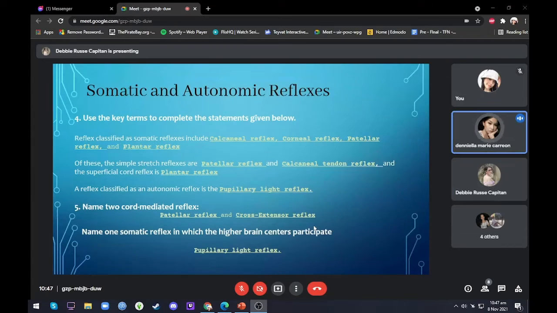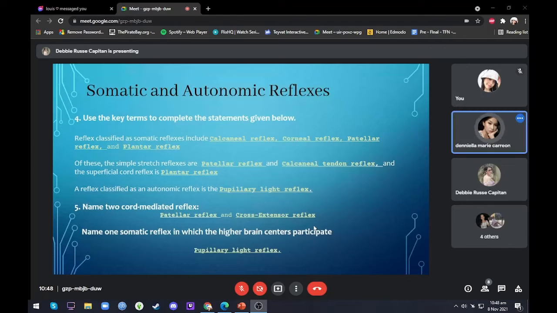Number four, use the key terms to complete the statements given below. So reflexes classified as somatic reflexes include calcaneal reflex, corneal reflex, patellar reflex, and plantar reflex. Of these, the simple stretch reflexes are patellar reflex and calcaneal tendon reflex, and the superficial cord reflex is plantar reflex. A reflex classified as an autonomic reflex is the pupillary light reflex.